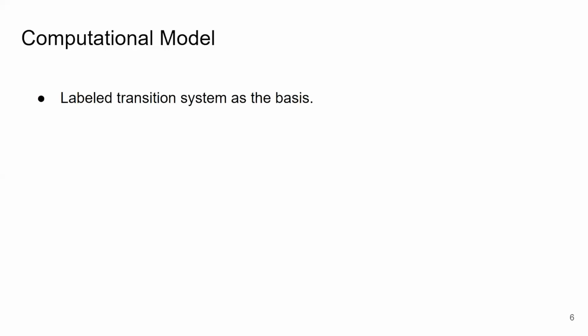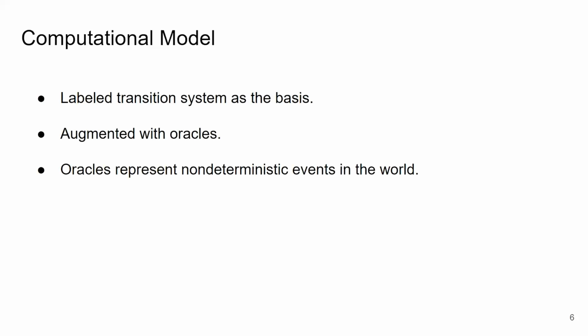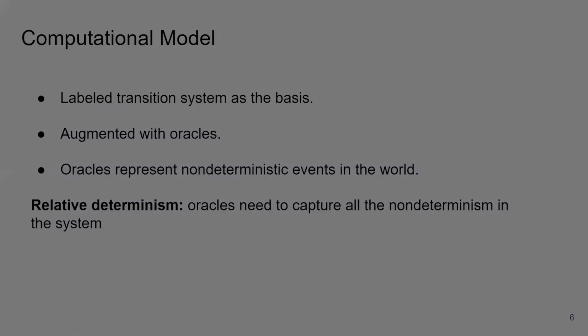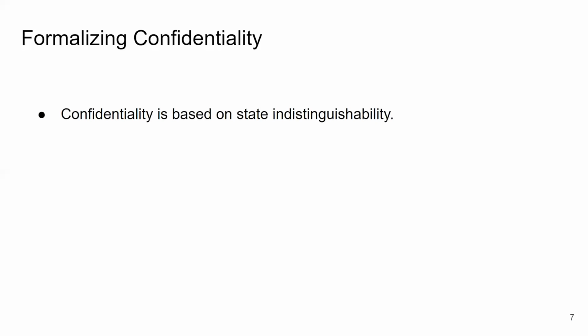We use labeled transition systems as the basis of our model. However, we augmented the standard model with variables, which represent non-deterministic events in the world. We also have one requirement the systems need to satisfy, which we call relative determinism. Relative determinism states that the oracles need to capture all the non-determinism in the system. We formalize confidentiality as indistinguishability.